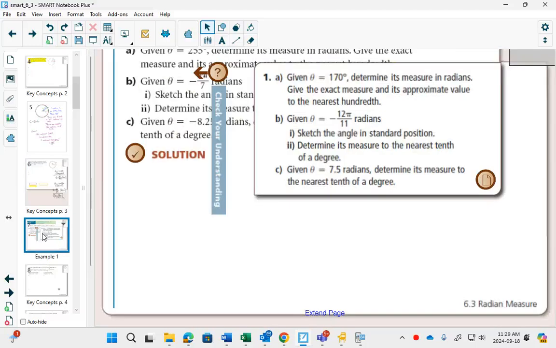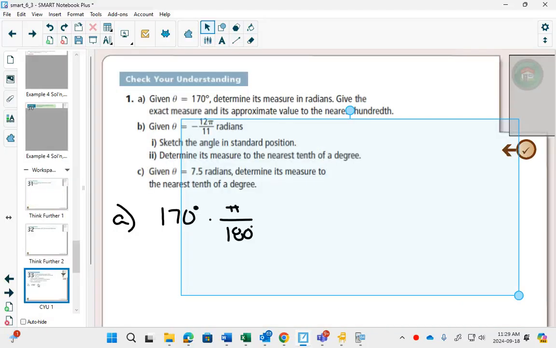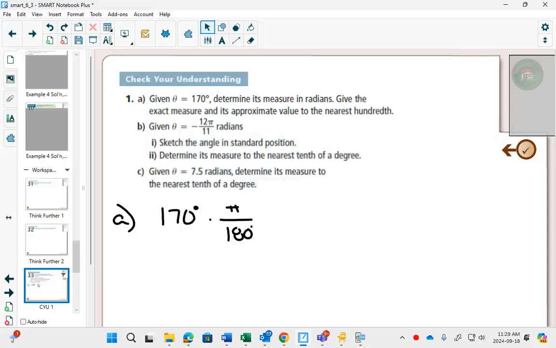The problem with this technique, right, is that sometimes you're going to multiply by pi over 180, and sometimes you're going to multiply by 180 over pi. Chances of you mixing that up are quite high. So a couple of things can help you not mix it up, okay?